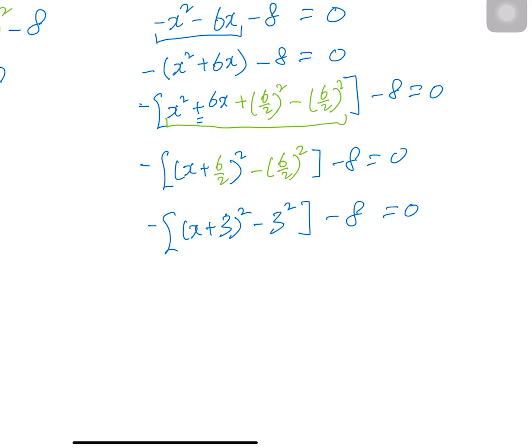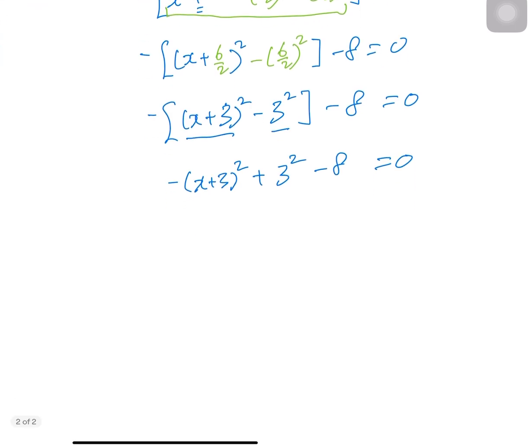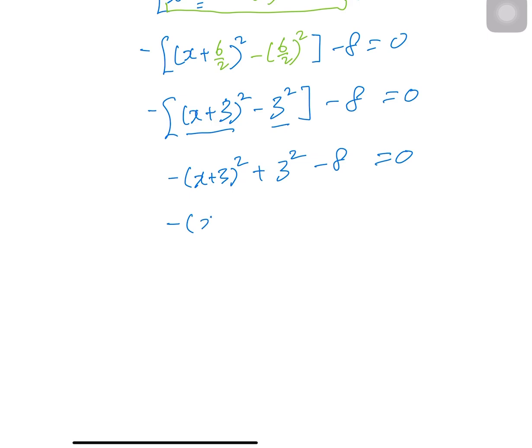Okay, so now I need to open up my square brackets. So expansion of square brackets, this is one term, there are two terms here. So it is minus x plus 3 squared. Minus minus is plus. Okay, so what do we have here?